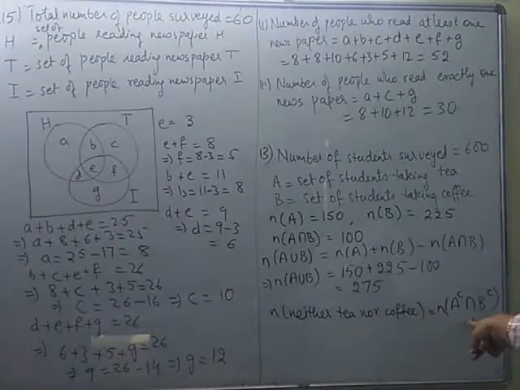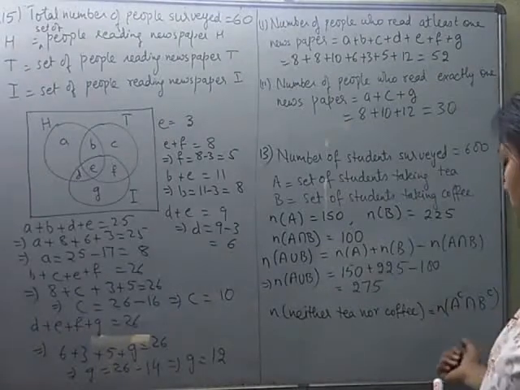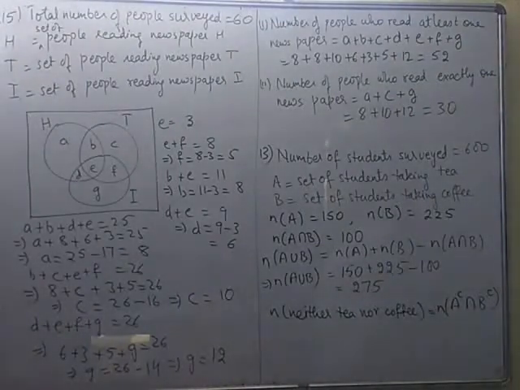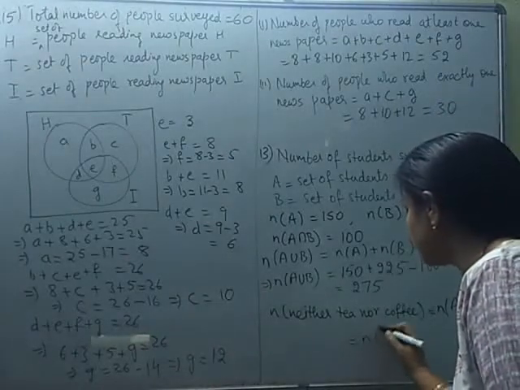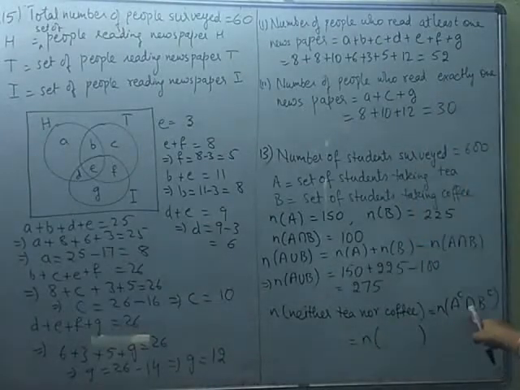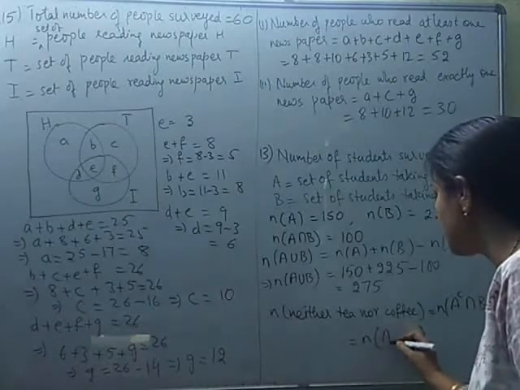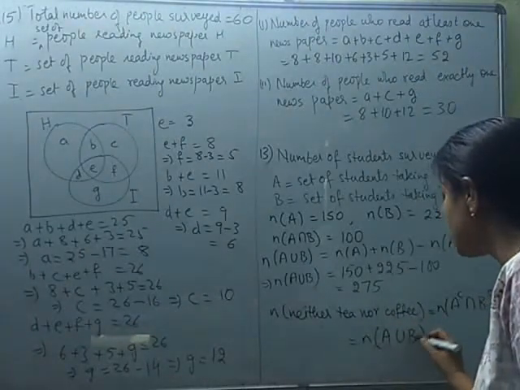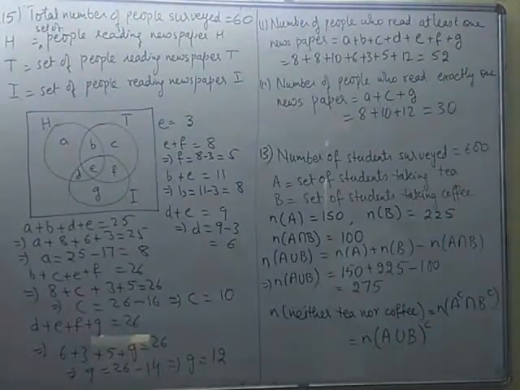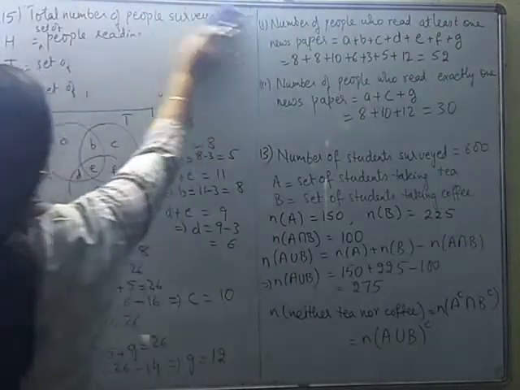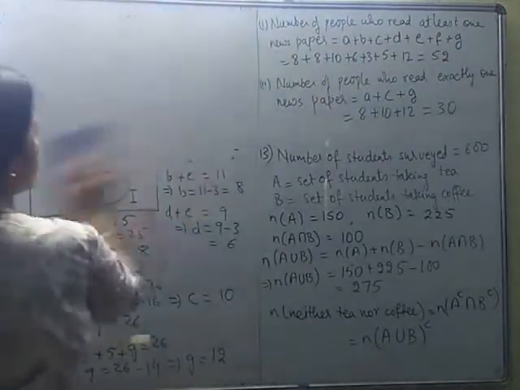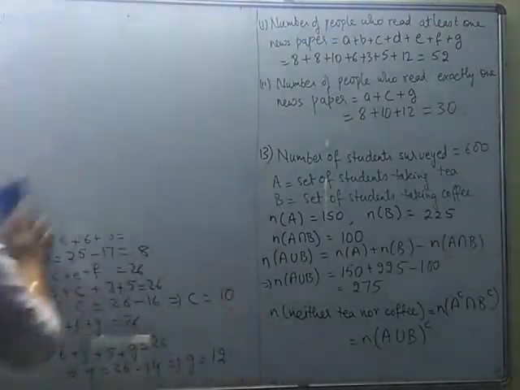Now how can this be simplified? We have not done any result formula for this, but you can recall quickly De Morgan's law. De Morgan's law says A complement intersection B complement can be written as (A union B) complement. So this is what we are going to calculate. Let us see how else it can be written. This I'll explain to you quickly through a diagram.